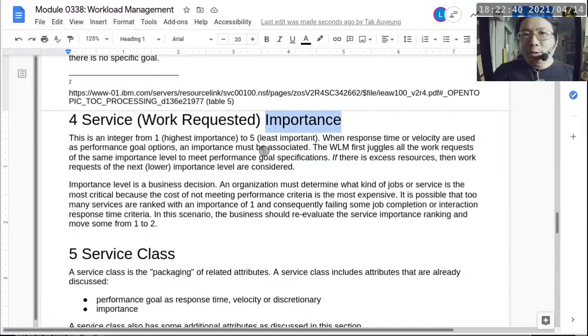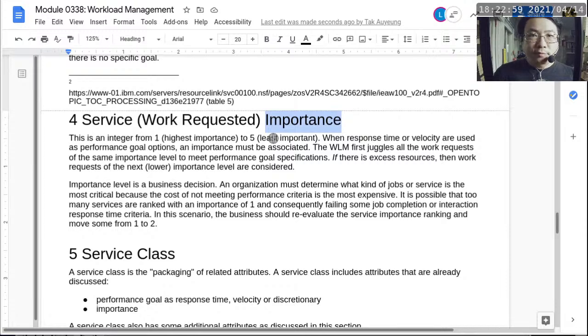So don't ask me why it is only from 1 to 5 and not 1 to 10 or 1 to 8, okay, or 0 to 7. That's how it is set up, okay? So it can go from the most important, which is importance level 1, all the way to the least important, which is importance level 5.